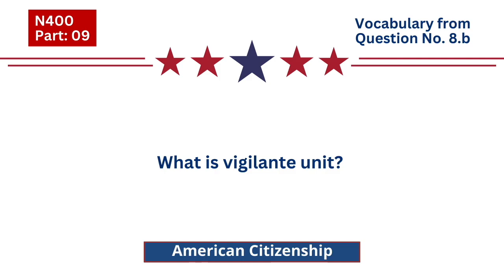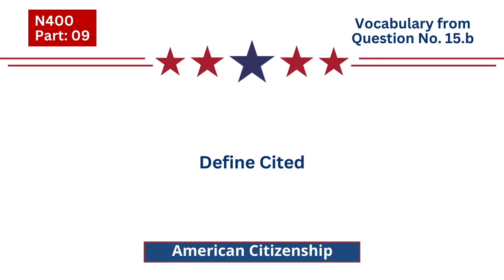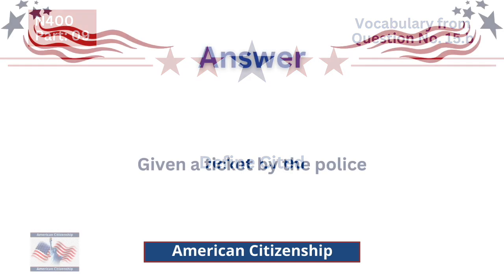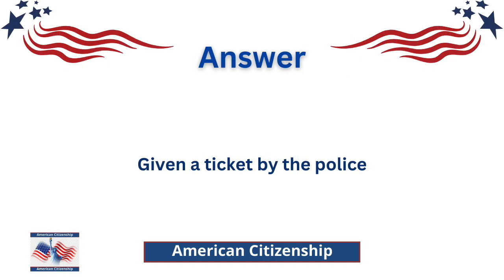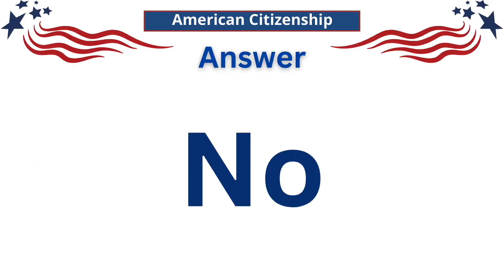What is vigilante unit? A group that acts like the police, but is not official. Define. Cited. Given a ticket by the police. Are you currently a member of the U.S. Armed Forces? No.